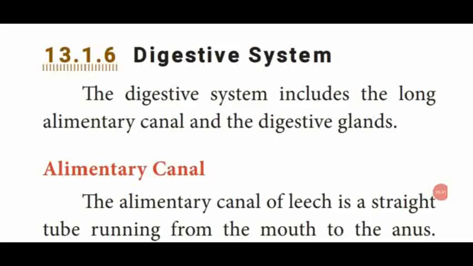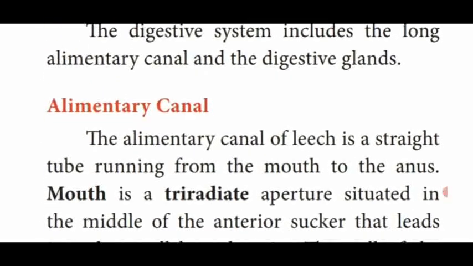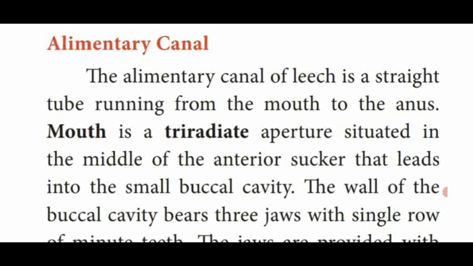Dear students, next we are going to see the digestive system of the leech. In leech, the digestive system consists of two important regions. One is the long alimentary canal and the other is the digestive glands. First, we are going to see the alimentary canal. It is a straight tubular-like structure which runs from the mouth to the anus. From the mouth region to the anus, a small tubular-like structure running constitutes the alimentary canal of the leech.